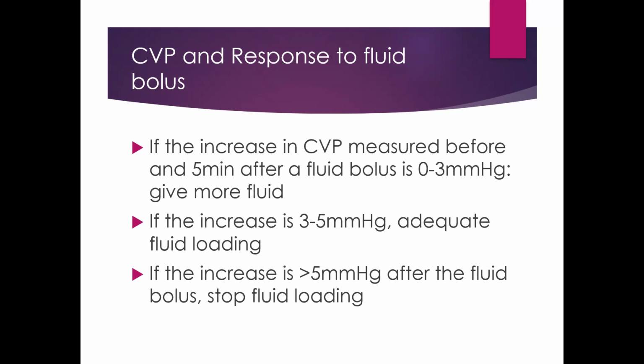So if the increase in your central venous pressure, measured before and after 5 minutes of fluid bolusing, is just 0 to 3 millimeters of mercury, it is an indication that your patient requires more fluid. If the increase is between 3 to 5 from the baseline, it shows that your patient has adequate fluid loading.